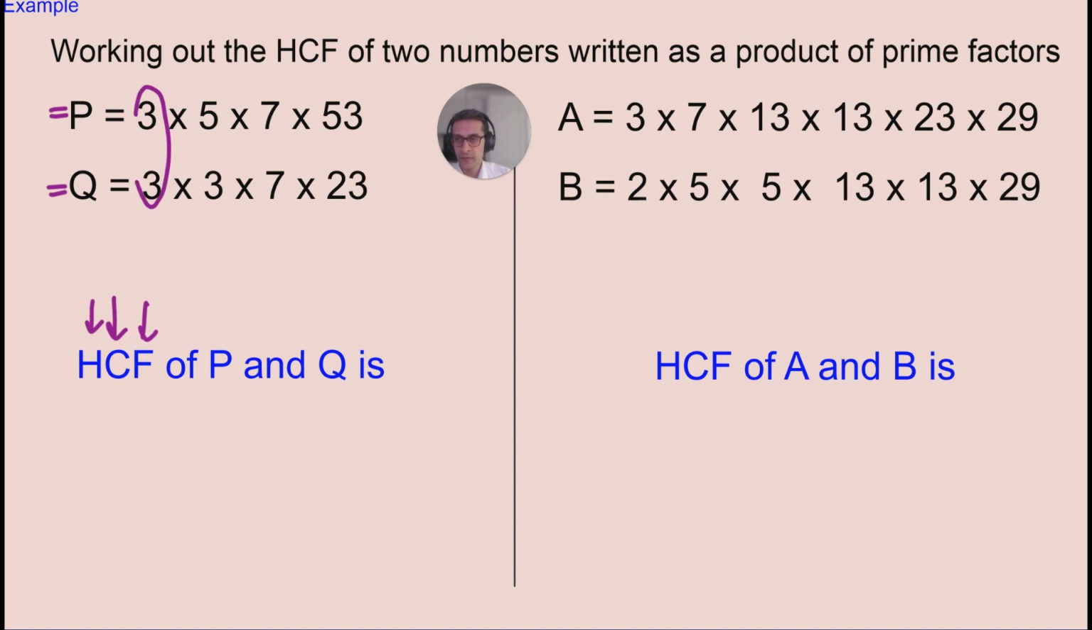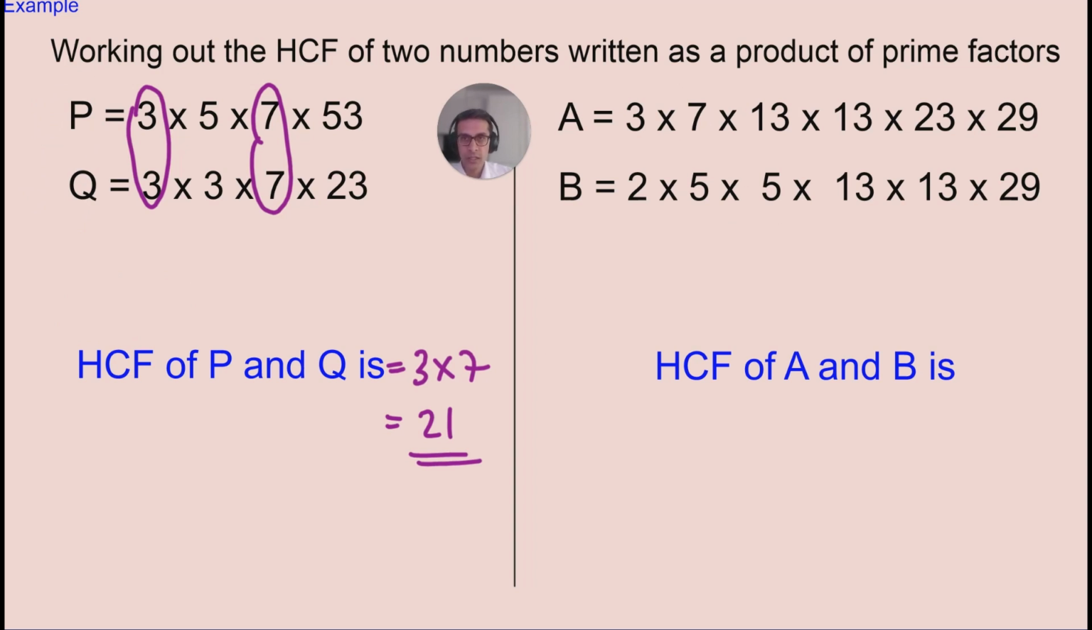So 3, 7, and that's it. So 3 times 7, which is 21. That's the highest common factor of both of these numbers. So try the one on the right, then I'm going to go through it.